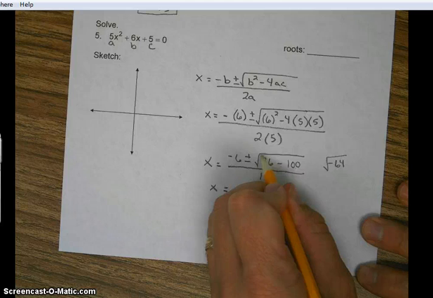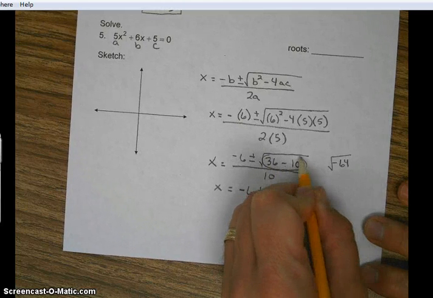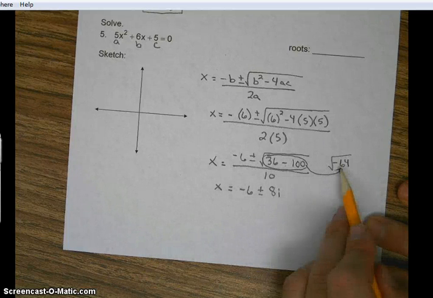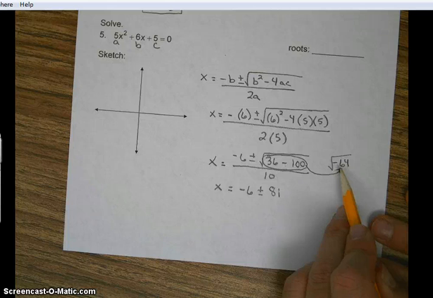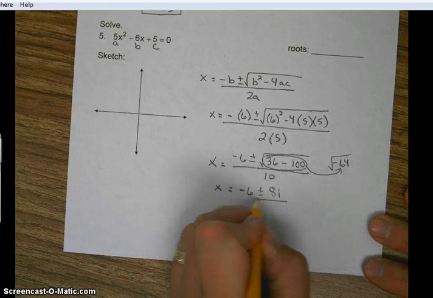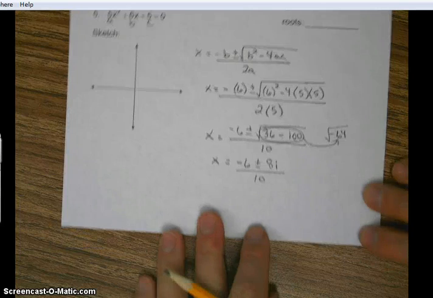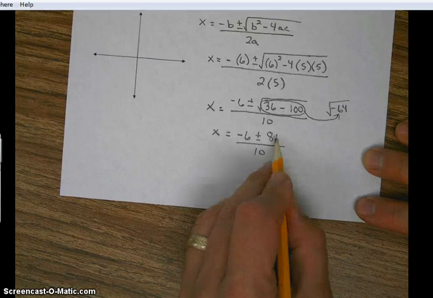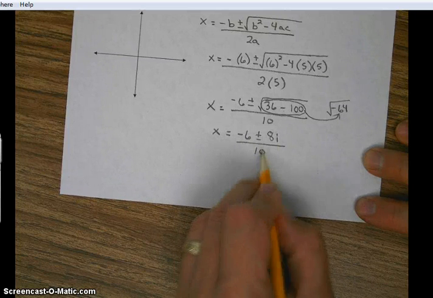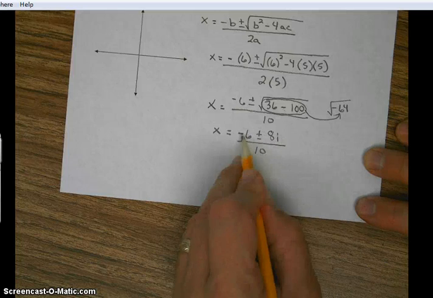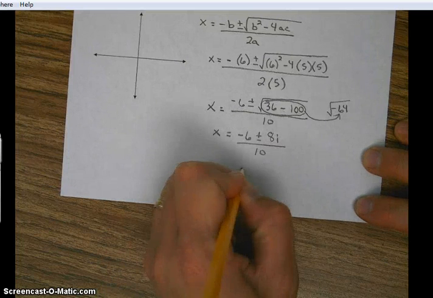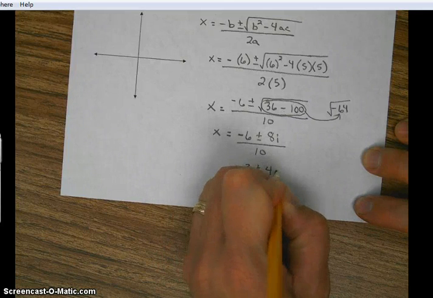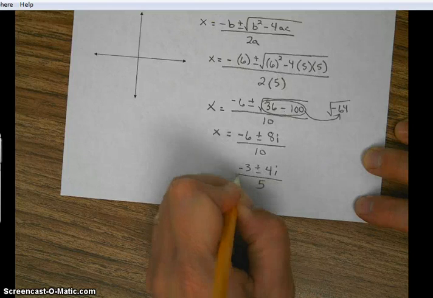Okay. The discriminant, remember that word? The discriminant is negative, so we have two imaginary solutions. Okay? Now this is not quite simplified completely because 6, 10, and 8, these are all divisible by 2. So 2 goes into 6 3 times, 2 goes into 8 4 times, and 2 goes into 10 5 times.